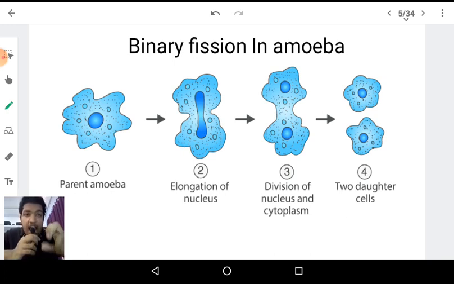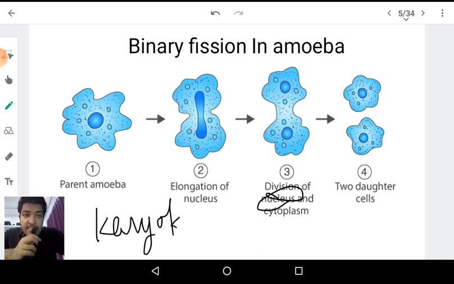So initially we have a parent amoeba. Now this parent amoeba is going to divide. When it is going to divide, the first step is that the elongation of the nucleus is going to happen. We know that in every cell there is a nucleus, there is cytoplasm, and there is a plasma membrane. So this nucleus is going to increase in its size and ultimately results in the division of the nucleus. The process of division of the nucleus is known as karyokinesis. So I'll write over here: first step is karyokinesis, which is the division of the nucleus.